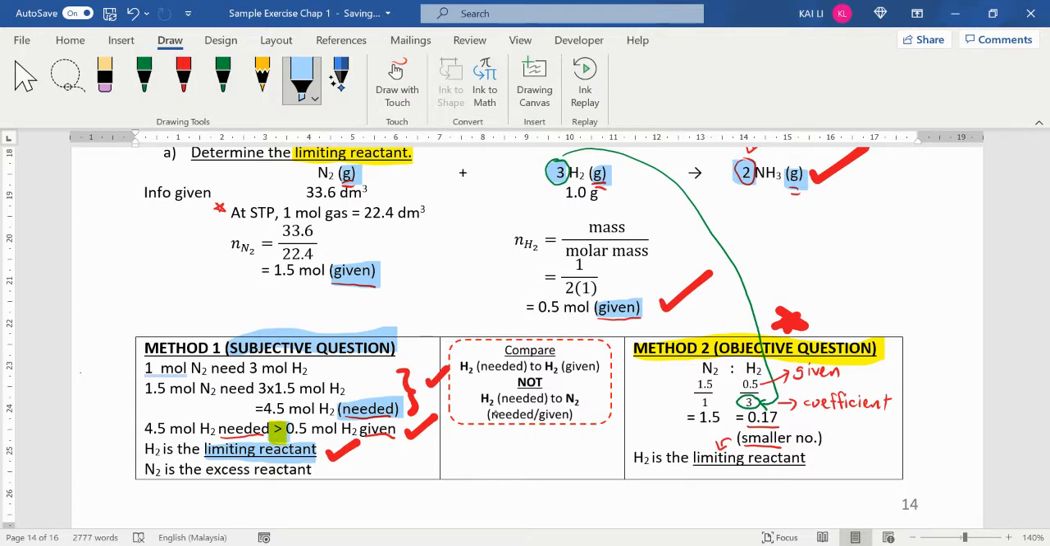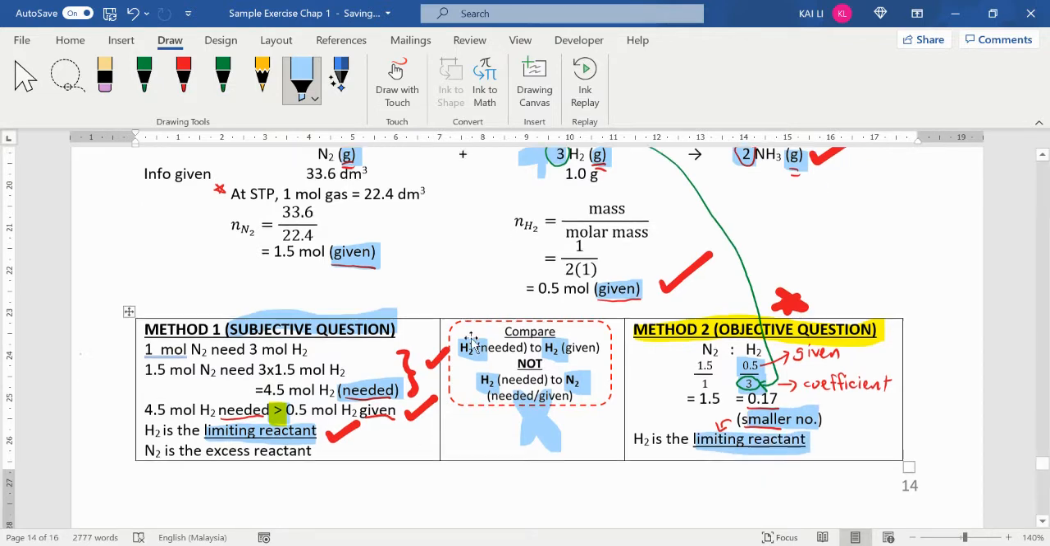Another common mistake that students do is when they compare hydrogen to nitrogen. It is incorrect. You must compare hydrogen with hydrogen. The second method is for objective questions, that is using the ratio method. So you use the given mole and then divide by the coefficient from the reaction equation, then the smaller number will be the limiting reactant.